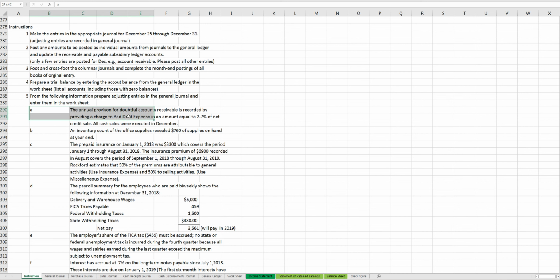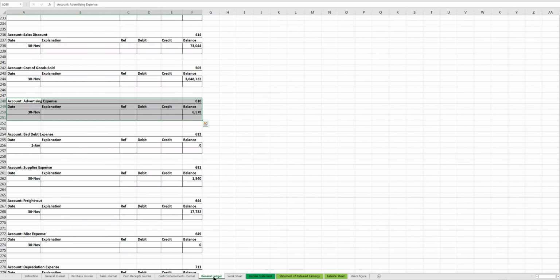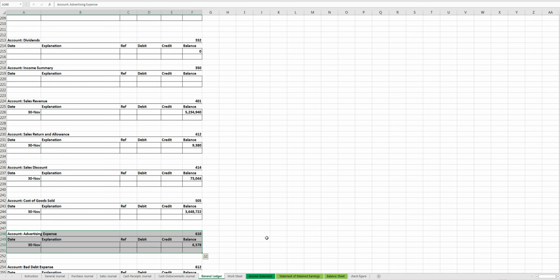First, we're going to charge bad debt expense equal to 2.7% of net credit sales. So the key here is to find out what my net credit sales are. Okay, so what is net credit sales? Let's go to the general ledger. Net credit sales equals what?